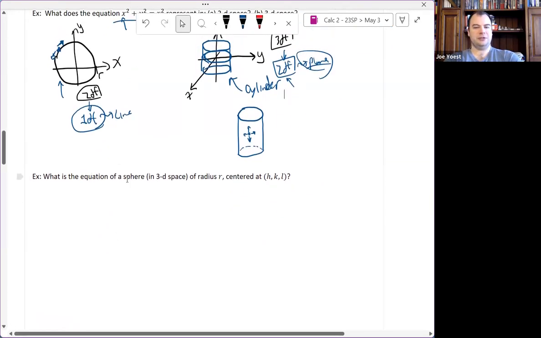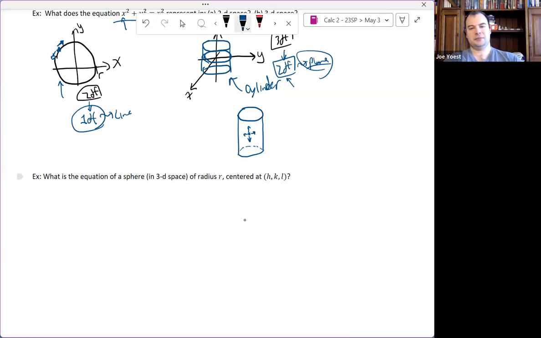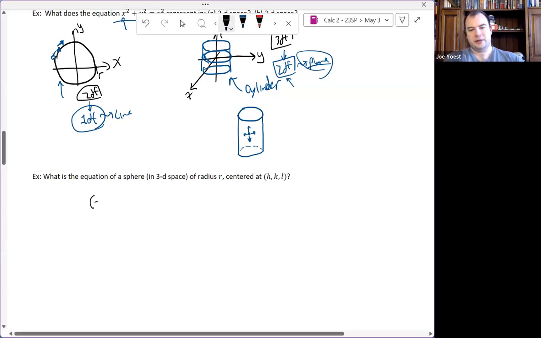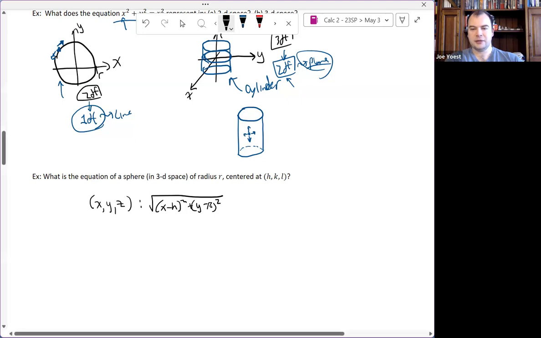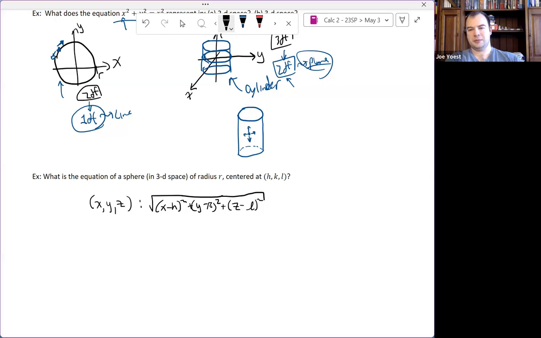We might ask, what's the equation of a sphere in 3D space of radius r centered at HKL? So what do I want? I want a set of points x, y, z, such that the distance between x, y, z and HKL remains constant, such that the square root of x minus h squared plus y minus k squared plus z minus l squared, the distance between the 2 points, is a constant r.